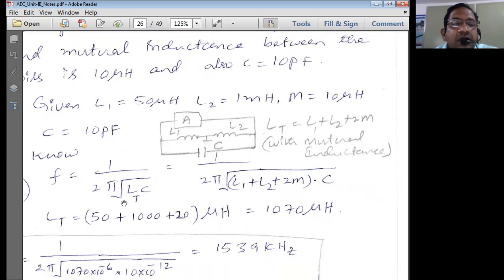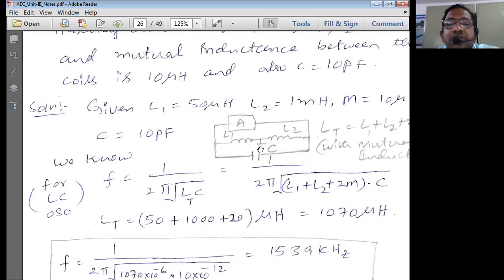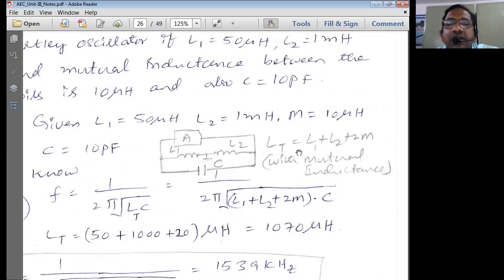Now, what is the formula for frequency of oscillations? f is equal to 1 by 2 pi under root of L into C. In the case of Hartley oscillator, the inductor is going to take the lead. Therefore, for this L, I'll write the total effective inductance value of the circuit as L suffix T, which I can write as equal to what? L1 plus L2 plus 2 into M. What is M? M is known as mutual inductance.